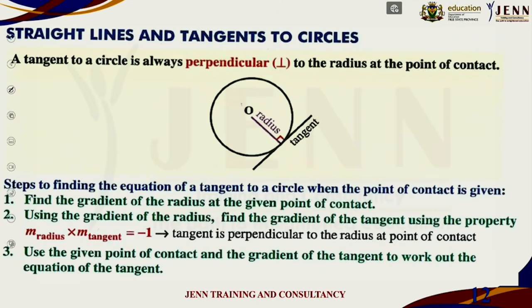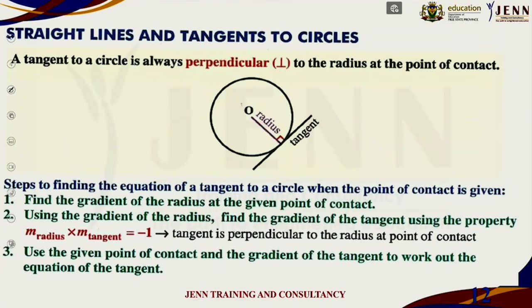At a point of contact, it is where they meet. So at a point of contact where they meet, they form an angle of 90 degrees, a right angle.